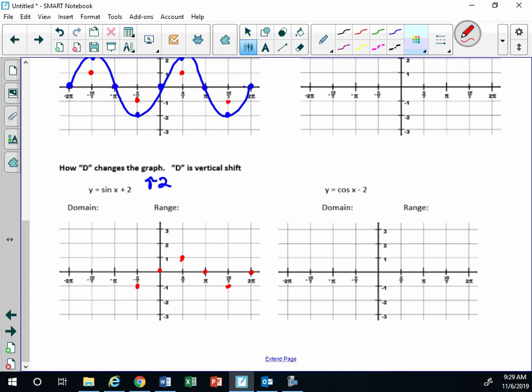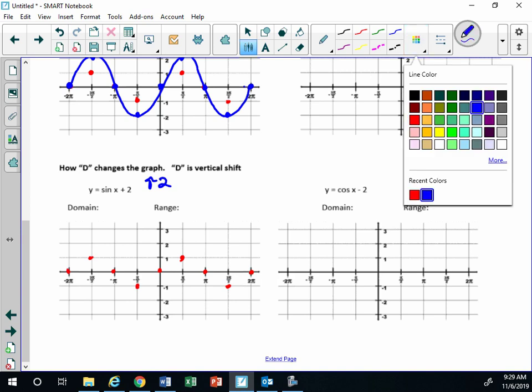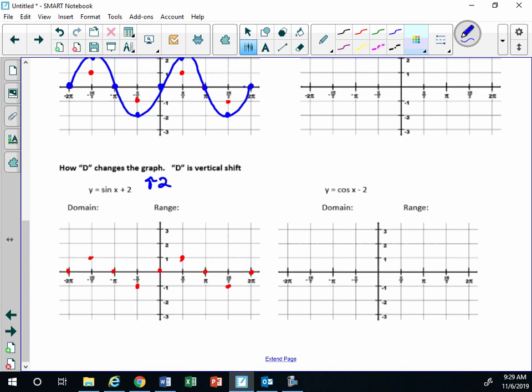All right, so again, start with your parent graph dots. Doing them in red. And then where does each graph need to go? Or each dot need to go? Yeah, just take each red dot, count up 2, and put a new dot.